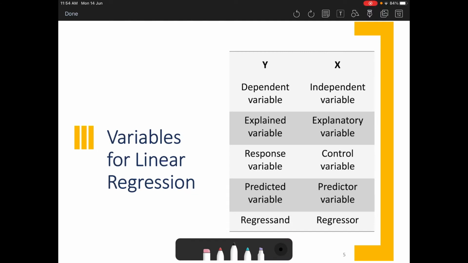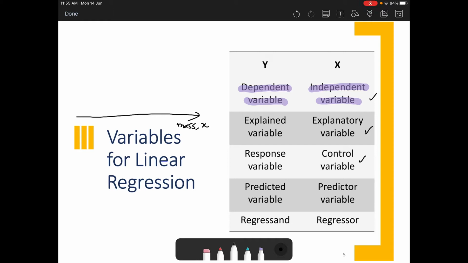Okay, here is the explanation for the linear regression variables. So we have here y is the dependent variable and x is the independent variable. Okay, for example, we have the mass x. So in the x direction, we have the mass. And this mass x is known as the independent variable or explanatory variable. And this mass is also a controlled variable by the experimenter.